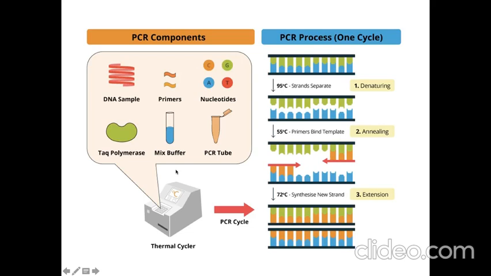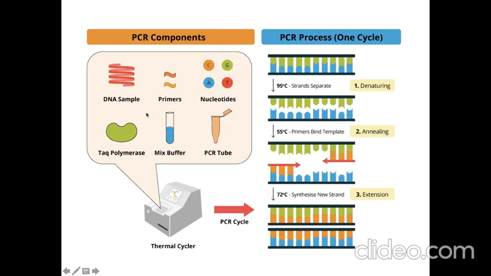This method basically requires these components: the template DNA, which in the case of SARS-CoV-2 would obviously be an RNA particle; the primer specific for detecting the target sample; the nucleotides as the raw material; the Taq polymerase enzyme, which will amplify the target gene; and the buffer for the polymerase enzyme.